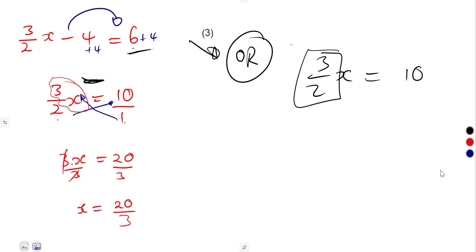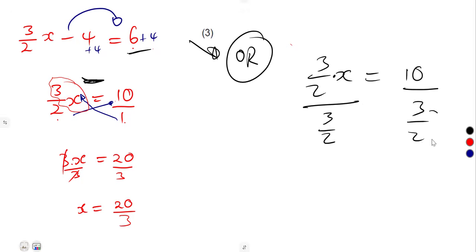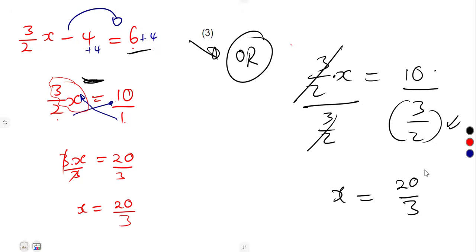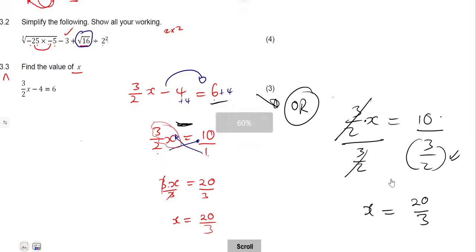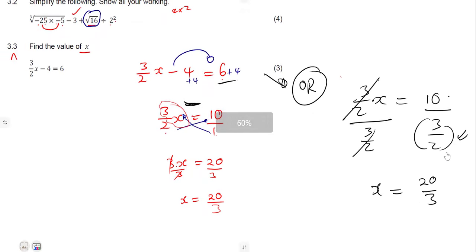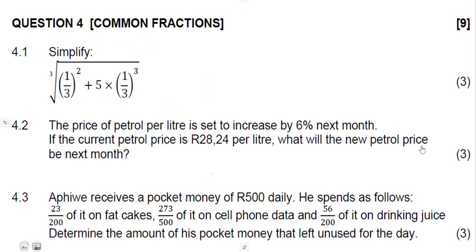This, get rid of it. It is a multiplication, so divide by 3 over 2. Divide by 3 over 2. It simply cancels. So x is equal to 10 divided by 3 over 2. In brackets, you must get 20 over 3.